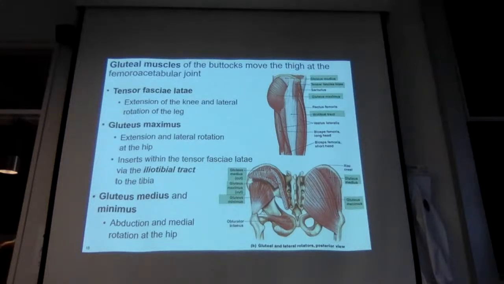I'm going to abbreviate them. Tensor fasciae latae and gluteus maximus are for lateral rotation, among other things, also extension. While gluteus medius and minimus are for medial rotation and abduction. So these two are for lateral rotation, gluteus medius and minimus are for medial rotation. How would you compare that? What's their relationship? What's the term for muscles that do opposite things? Antagonists. They are antagonists.